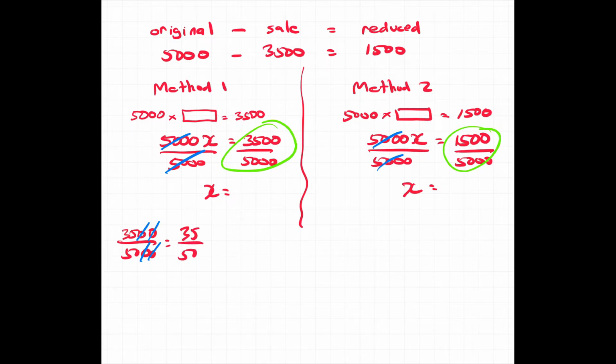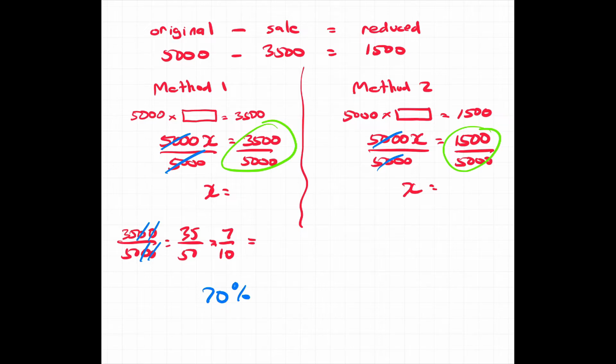And again, I can see that 5 can divide into 35 7 times, and 5 can divide into 50 10 times. And at this point, you can see we're at a fraction where we should know the percentage, and 7 over 10 is 70%. Okay, so let's take a look at the other side and see if we can do the same thing.